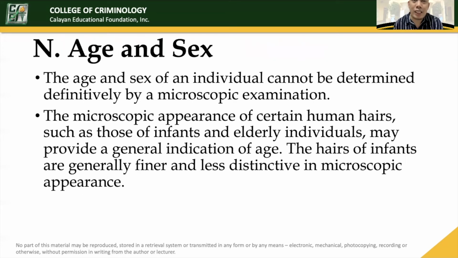So, another is age and sex. Can we determine the age and the sex of the person just by using the hair? Actually, it is not. The age and sex of an individual cannot be determined definitely by microscopic examination. And the microscopic appearance of certain human hairs, such as those of infants and elderly individuals, may provide a general indication of age. So, pwede yung extreme, infant at saka yung mga senior citizen. But it doesn't mean na, let's say, after ng test, makikita mo na, this one is 41 years old, this is 45 years old. So, hindi nila na-specify doon.